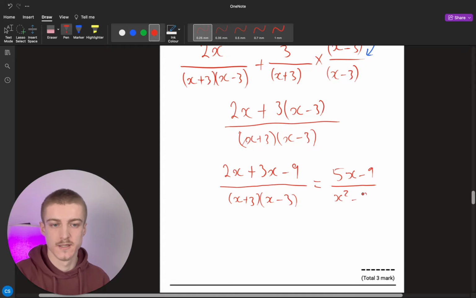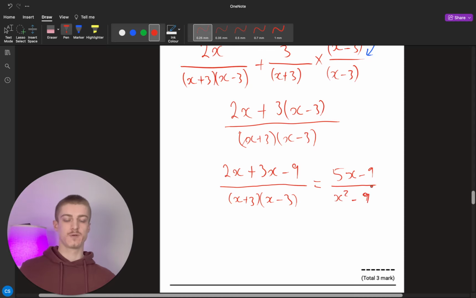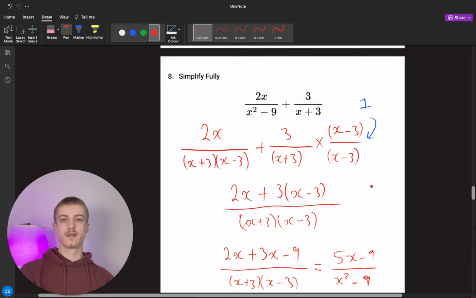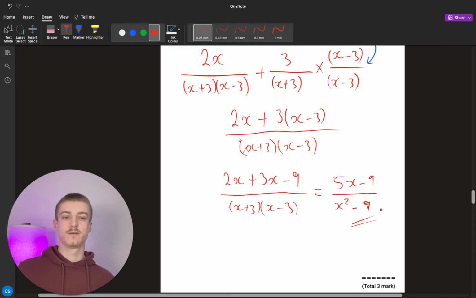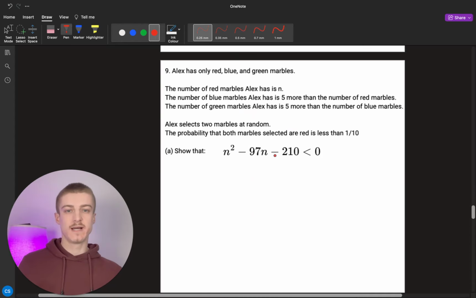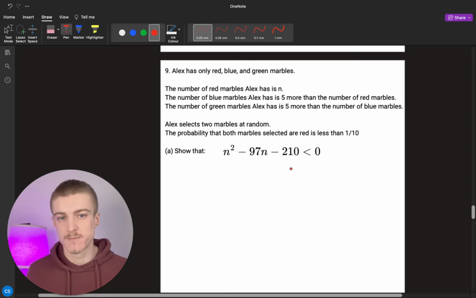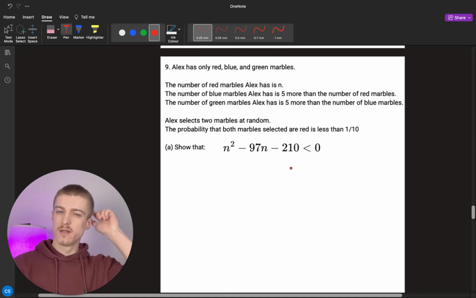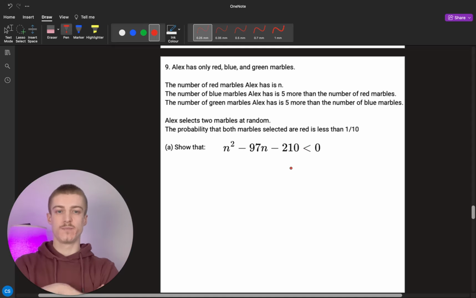Okay. Looks a bit overwhelming at first. This is a 4-mark question. But what do we have? Let's have a look. Red marbles is n. Blue marbles is 5 more than red. So algebraically that's n plus 5, right? The green marbles, 5 more than blue. N plus 5 plus 5 is n plus 10.